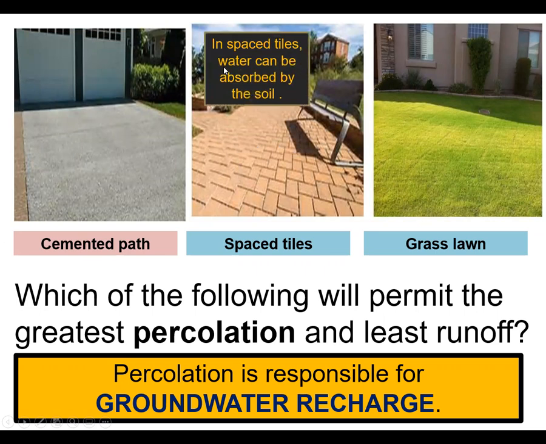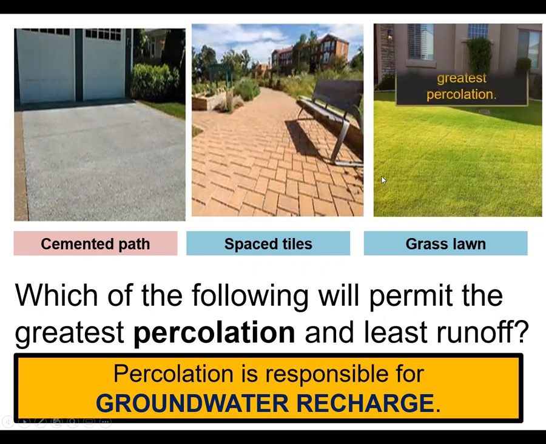Now, how about the spaced tiles? In spaced tiles, water can be absorbed by the soil because there are spaces in between tiles where the water can seep through. Now, the third one, a lawn covered with grass, allows the greatest percolation because not only do the plants allow it to happen faster, it's all open space for the water. So the one that will allow the greatest percolation among the three is the third one right here.